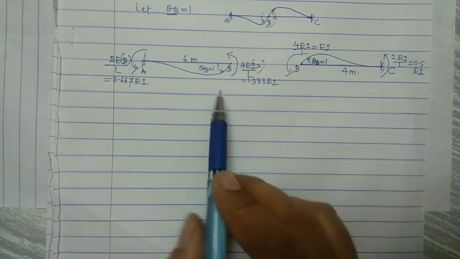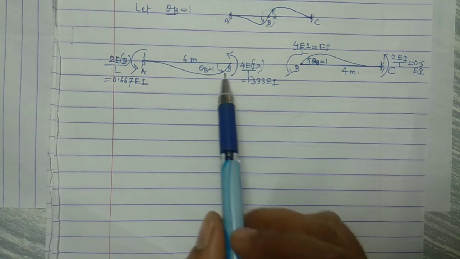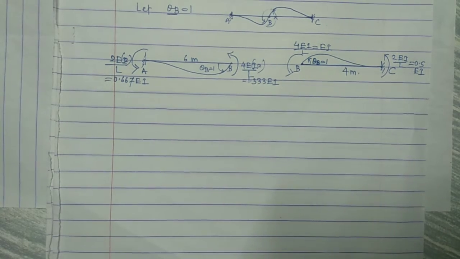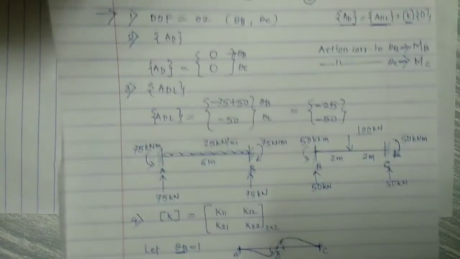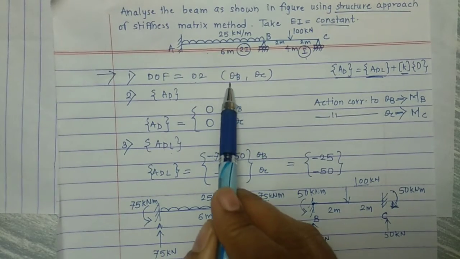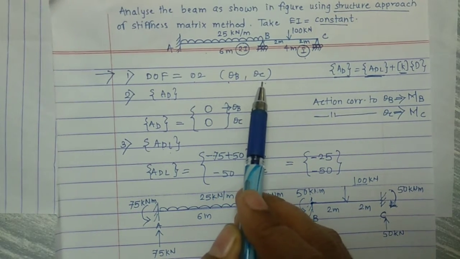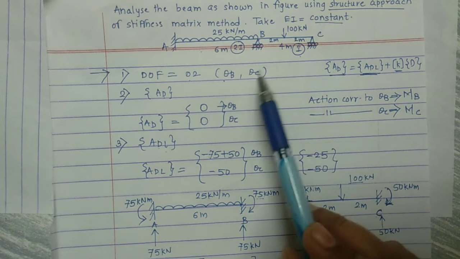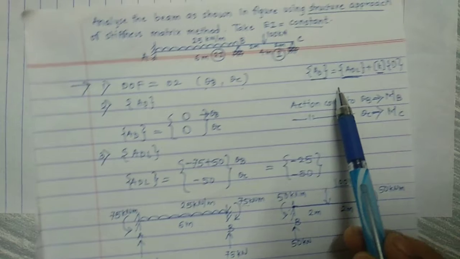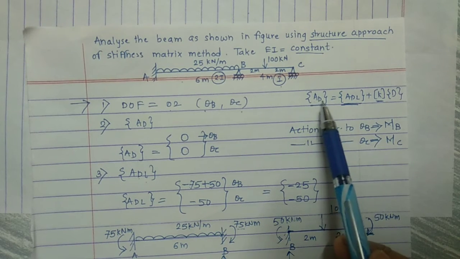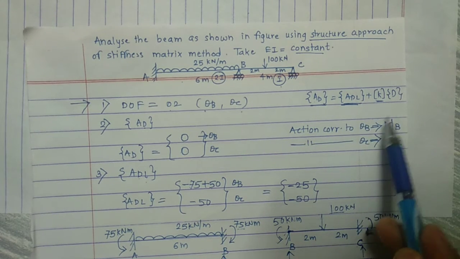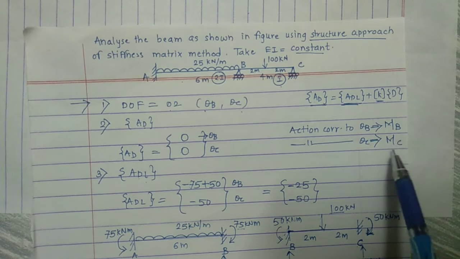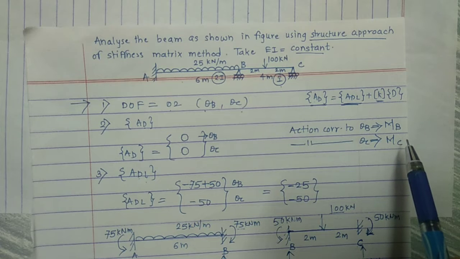Okay. So here now we will calculate only movements, not reactions. Because our unknowns are theta B and theta C, in the K matrix, what do you have to write? The action corresponding to theta B and theta C. In all these equations, you have to write the action corresponding to theta B and theta C, and they are in terms of moment only. Okay, only moment values we require here, not reaction values.